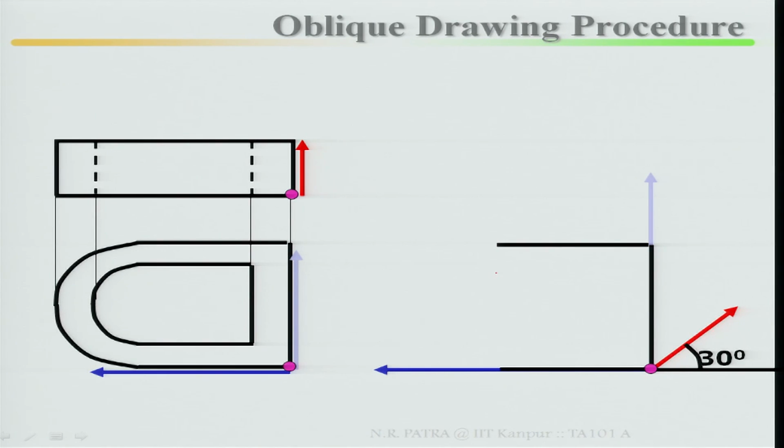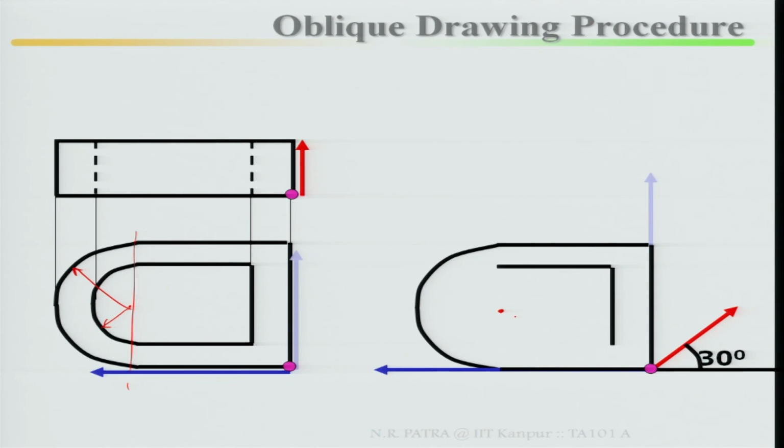Then with respect to that, the inner and outer arc will always be given. So find the center, then draw the arc, outer, inner.